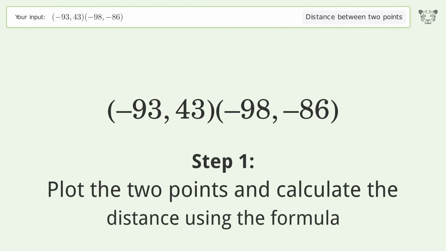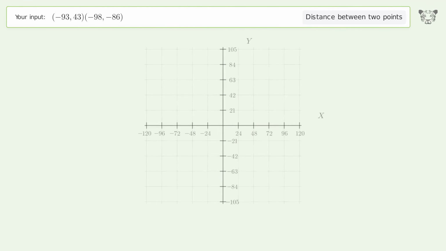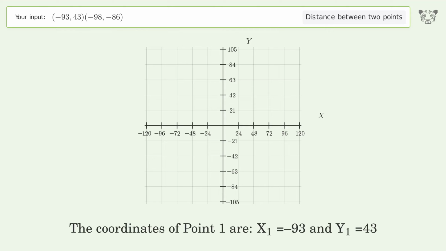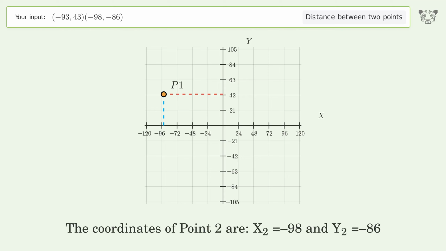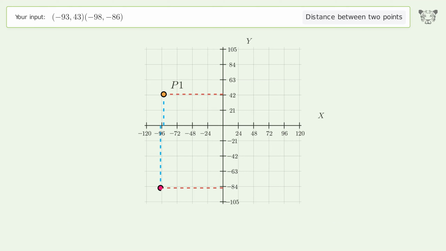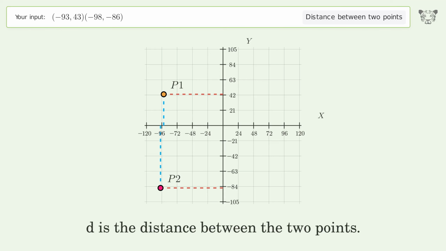Plot the 2 points and calculate the distance using the formula. The coordinates of point 1 are x1 equals -93 and y1 equals 43. The coordinates of point 2 are x2 equals -98 and y2 equals -86. D is the distance between the 2 points.